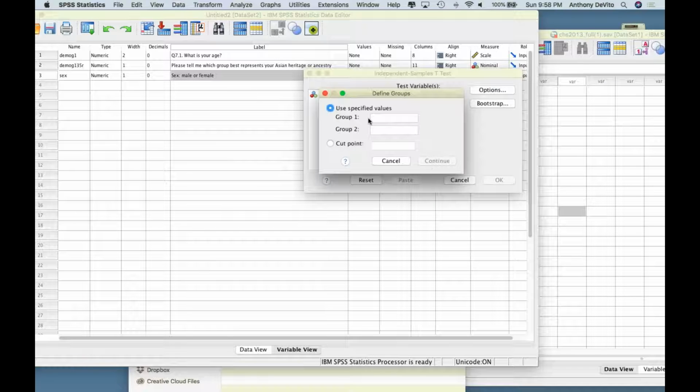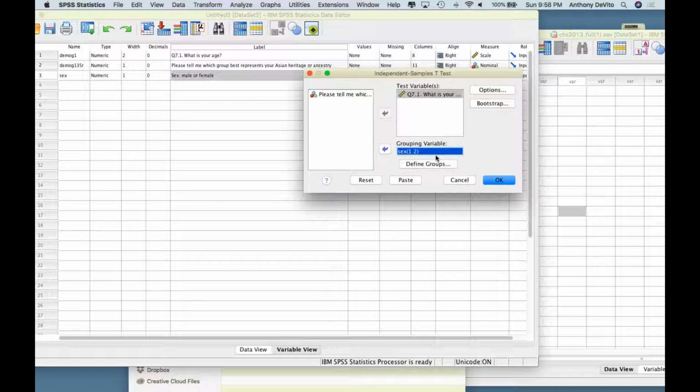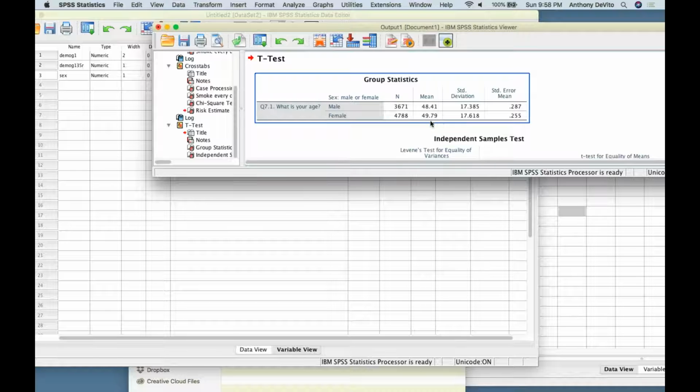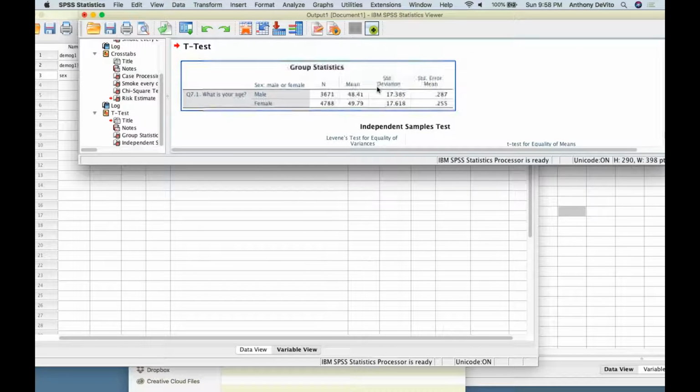Now, because I'm only doing two possible variable values, 1 and 2, male and female, I have to tell SPSS what the values are that it might be dealing with, 1 and 2. I'm going to click OK. The output table would open up. Our null hypothesis is that the mean age of males is equal to the mean age of females. Our alternative hypothesis is that mu, population of males, is not equal to the mean age for females.